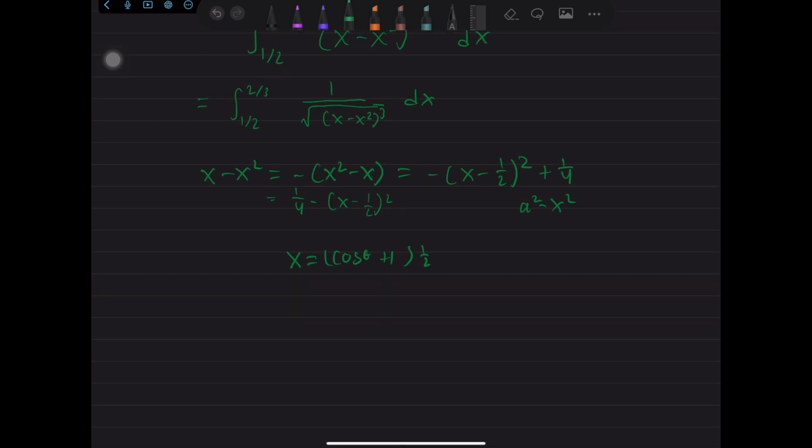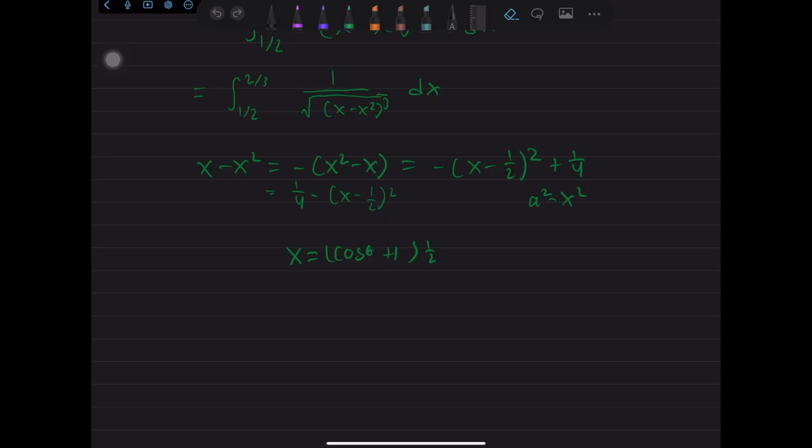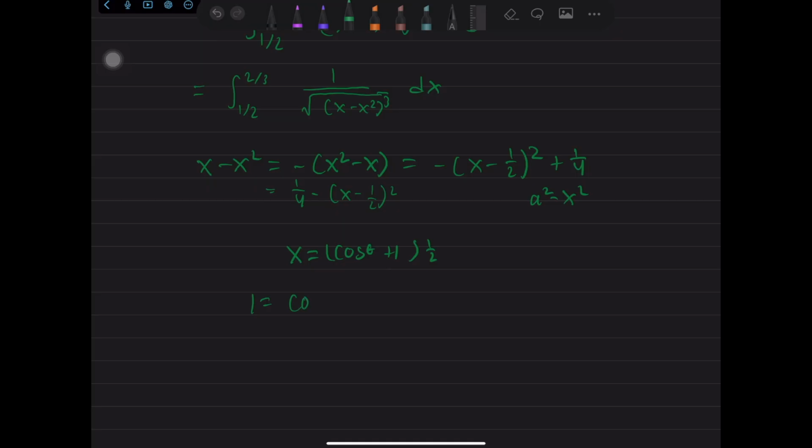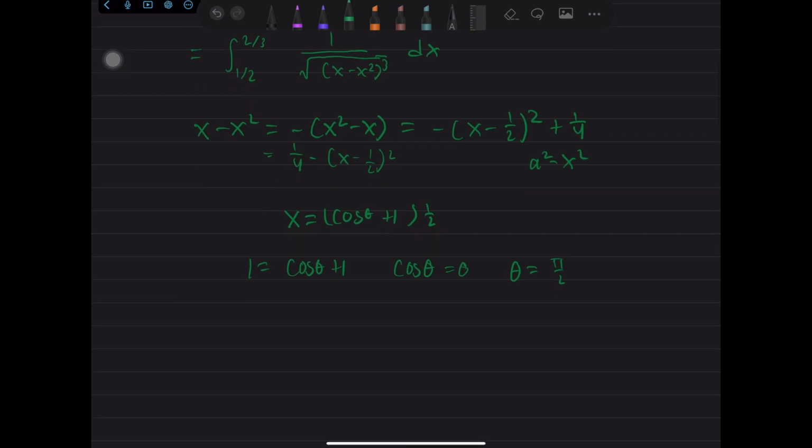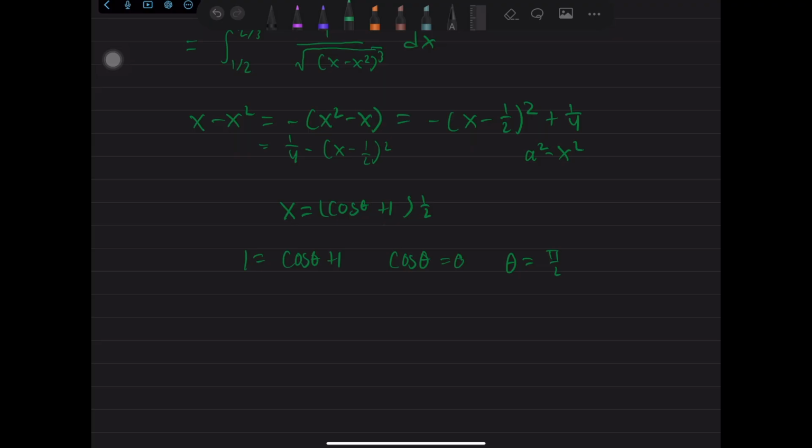Let's first switch the bounds. So we have 1/2 is equal to cosine of theta plus 1 times 1/2. That's the same as 1 is equal to cosine of theta plus 1, so cosine of theta equals 0. Remember that when we're taking our cosine, we have to consider the range, so we have to consider the domain. Here we can just let this be pi over 2. That's what's going to fit in our domain.